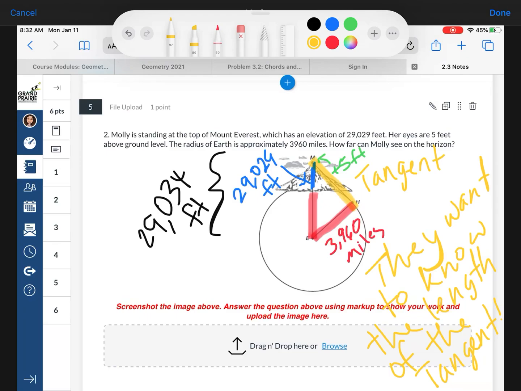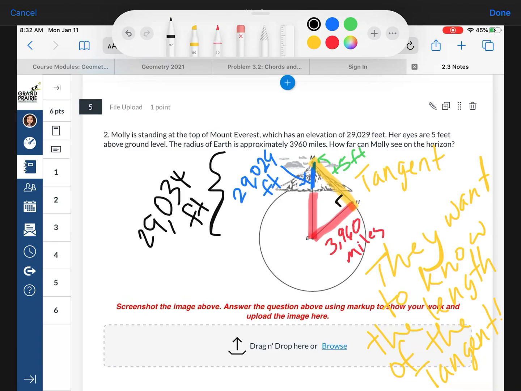So here's your challenge. You would have to use the Pythagorean theorem, I believe. So you would have one leg of one side of the triangle. We've got the one leg of another side of the triangle. And this is a right triangle. Remember, this would be a 90-degree angle right there. That's what we just proved. So actually, they gave you the hypotenuse, which is 29,034 feet. And they gave you one of the legs, which is 3,960 miles. And you have to find how far the yellow line is. That would be your x.